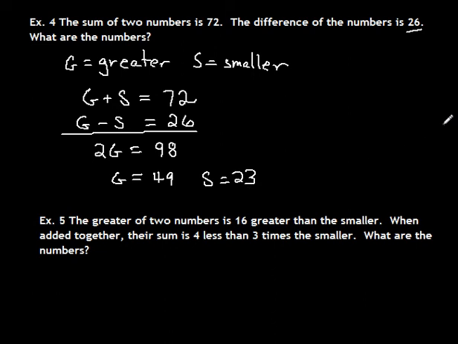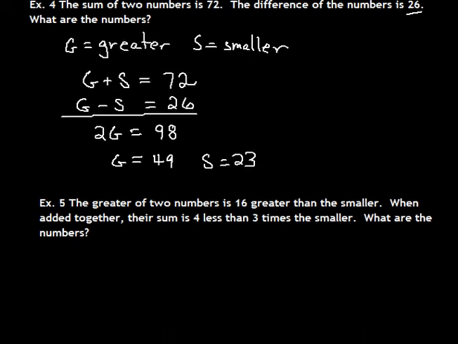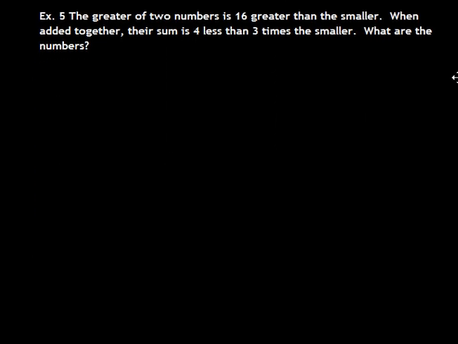Okay, last problem is probably the most difficult one. The greater of two numbers is 16 greater than the smaller. So we use G for greater, and S for smaller again. You don't have to write this out, but I'm just doing it for this problem. Okay, the greater number is 16 greater than the smaller. So it's going to be the greater number is the smaller plus 16.